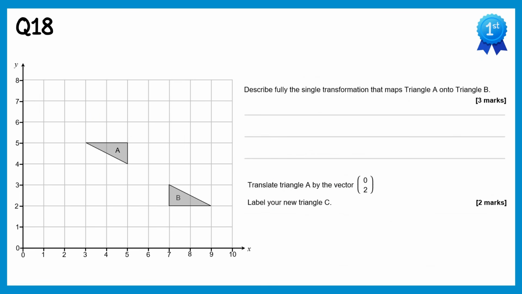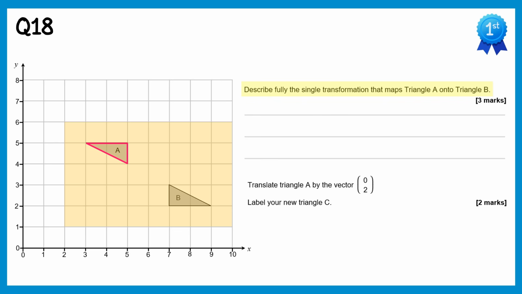For the first part of this question, we need to describe fully the single transformation that maps triangle A onto triangle B. Well, if you look at triangle A, to get it to triangle B, you need to turn it around. So this one's a rotation. The question is, where's it been rotated around, and by how much? So what I would do for this question is take a piece of tracing paper, trace around the shape A, place your pen onto the tracing paper and turn it around and hope that shape A lands onto shape B.